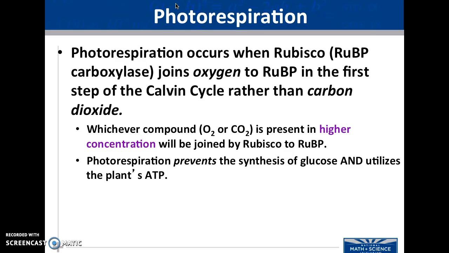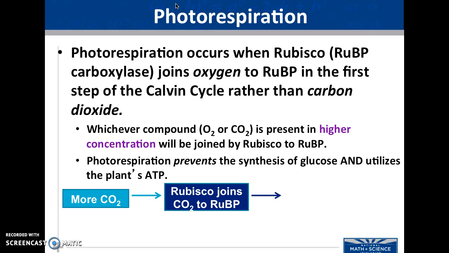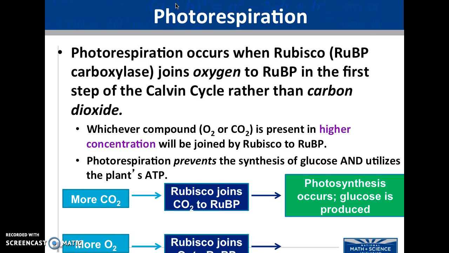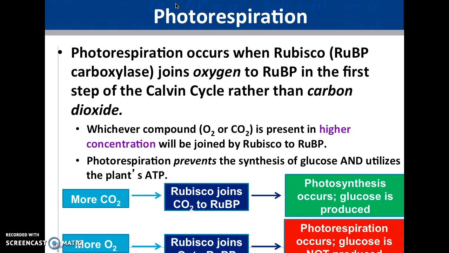Photorespiration prevents the synthesis of glucose and it utilizes ATP, so we're wasting energy and we're not making any sugar. More carbon dioxide means more Rubisco joining the carbons to RuBP, which means photosynthesis occurs. More oxygen means the Rubisco joins oxygen to the RuBP and photosynthesis doesn't occur.